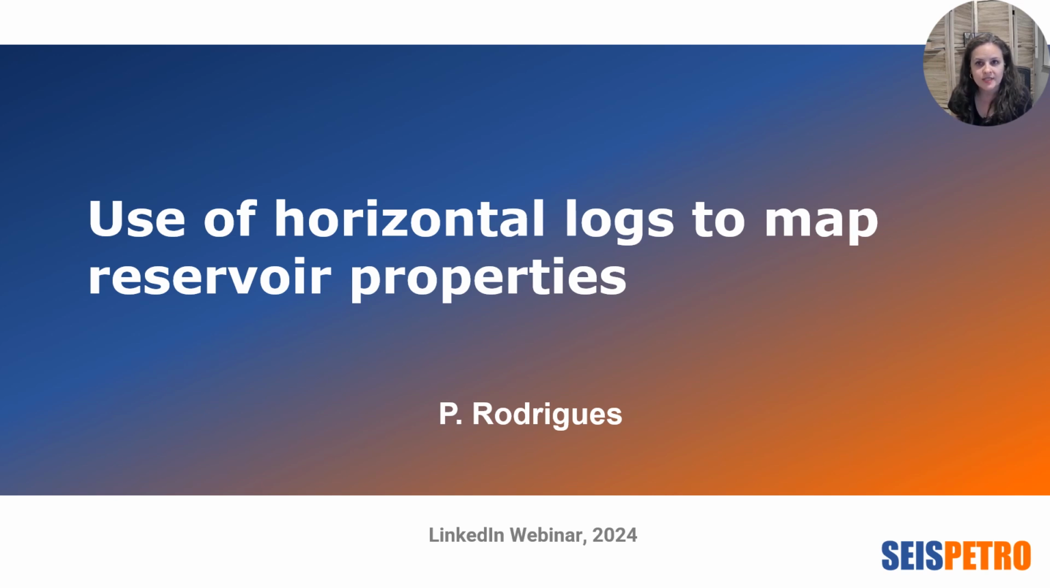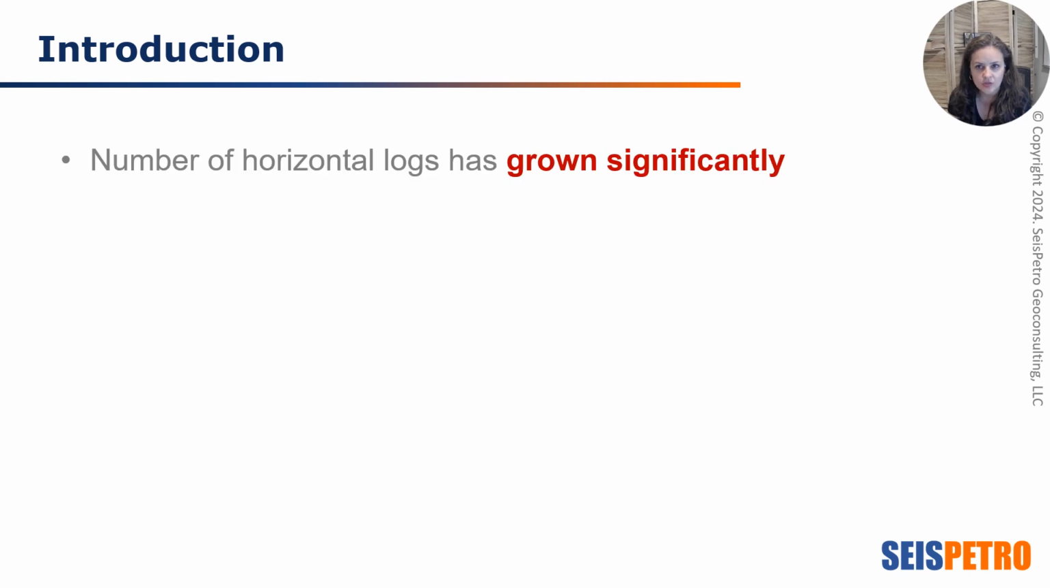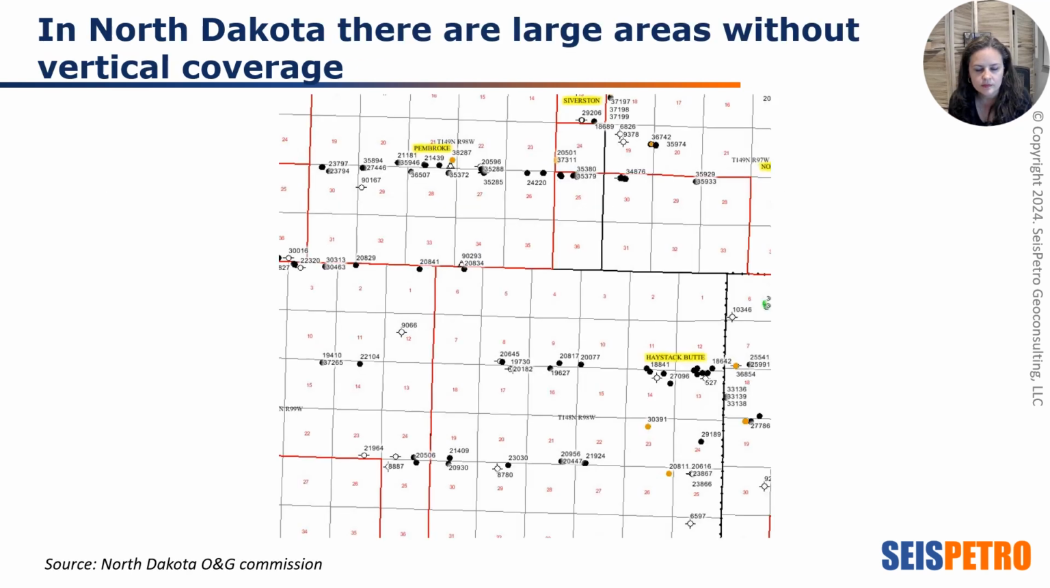Today, I'm going to present a couple of case studies on how to incorporate horizontal log data to map reservoir properties. In the past decade, the number of horizontal logs drilled has grown significantly. Development using horizontal logs translates into lack of vertical log data to properly map reservoir properties.